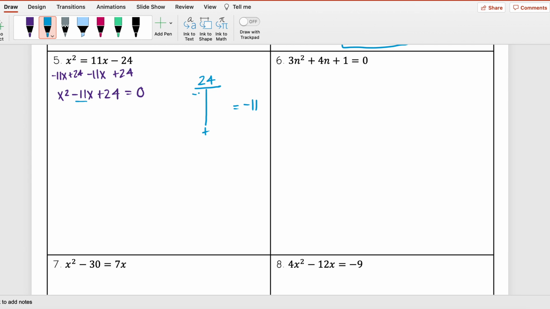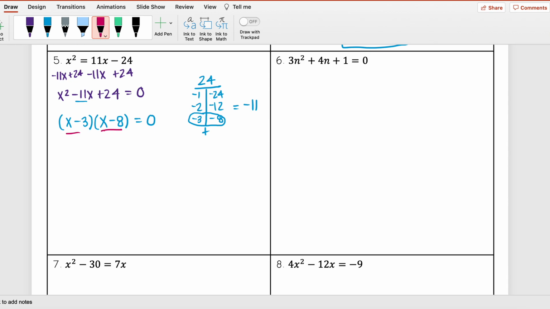And so I know I first have negative 1 times negative 24 is equal to 24, but that doesn't equal negative 11. Okay, I have negative 2 times negative 12, those add to negative 13, negative 3, negative 8, and I see that that is my winner. Negative 3 times negative 8 equals 24, and negative 3 plus negative 8 equals negative 11. And so whenever a equals 1, like for this, I can go straight to my factored form and just insert my two factors there. So I have x minus 3, x minus 8 is equal to 0. And then now from here we can finish out solving.